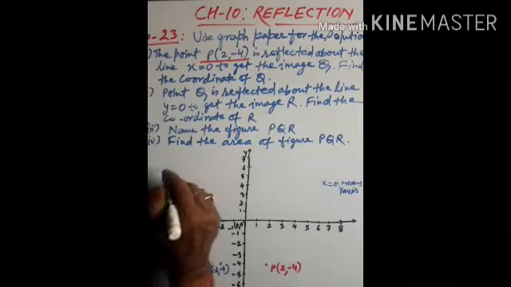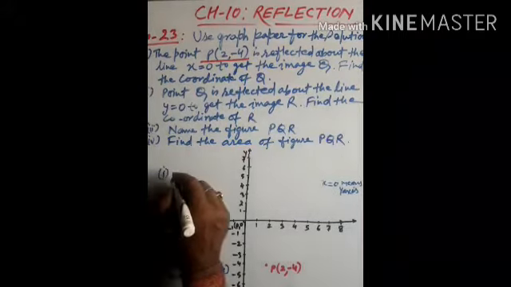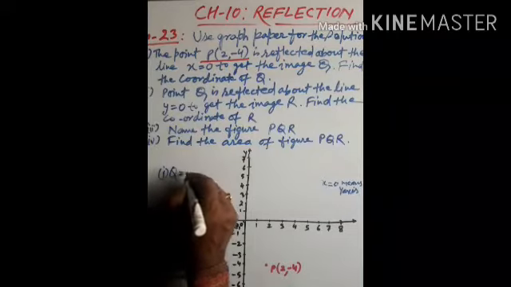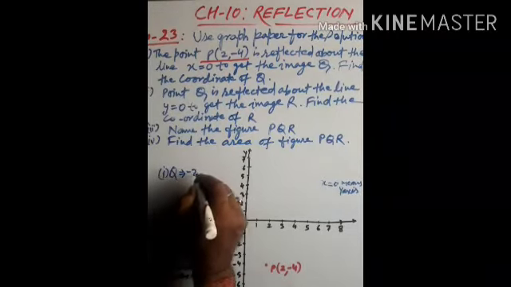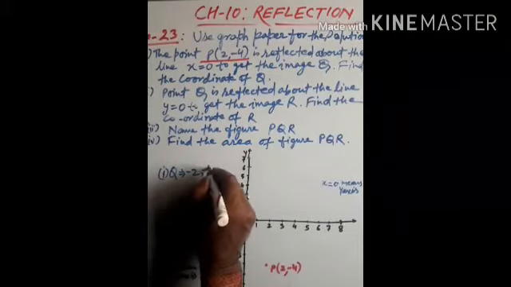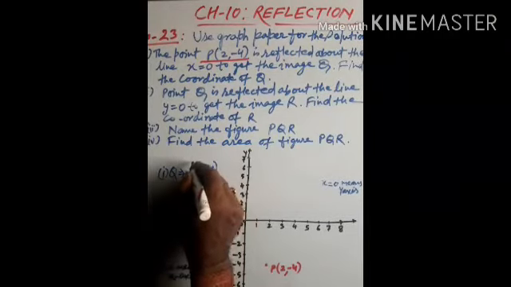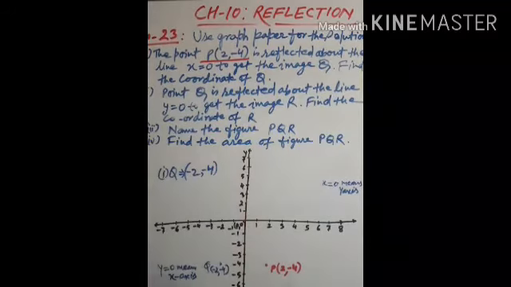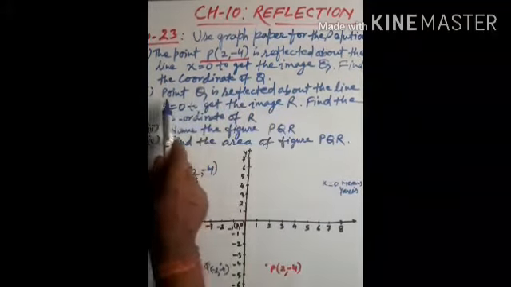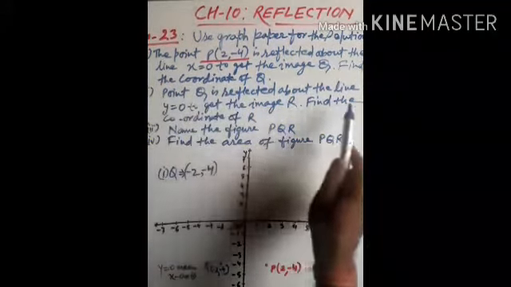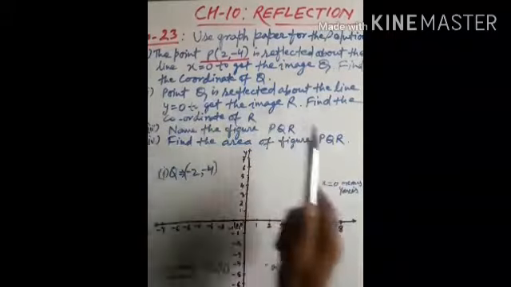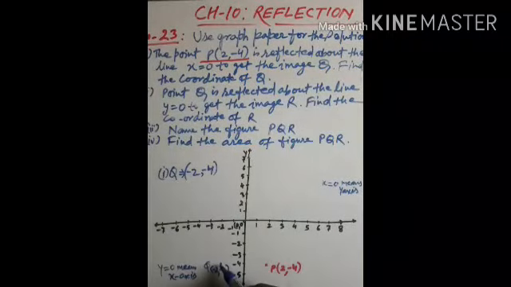You write first answer: coordinate of Q is -2 -4. Alright, now second, now it is saying that point Q is reflected about the line y equal to 0. Again, Q is reflecting in y equal to 0.